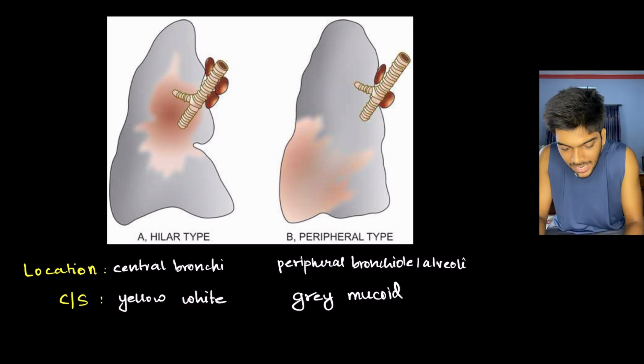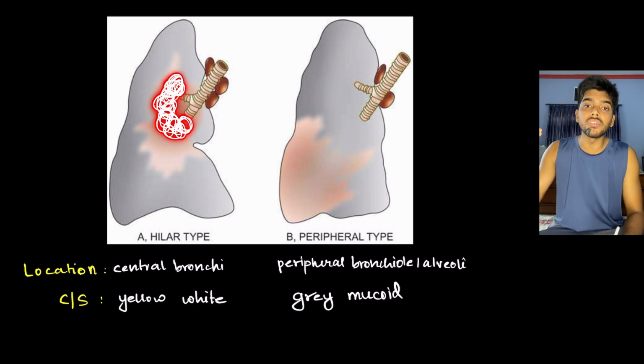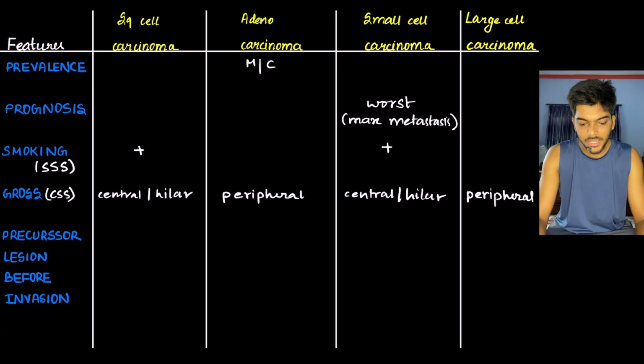Another thing, the central type, as they grow, they can easily obstruct the airway, the bronchi, the primary bronchi, the secondary bronchi, leading to obstruction in airflow. Okay, next, precursor lesion before invasion.